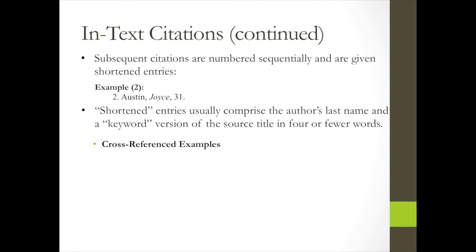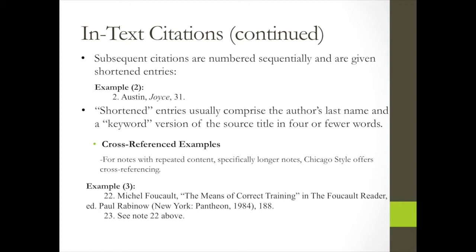Chicago also allows for the use of cross-referenced examples. So for notes with repeated content, specifically longer notes, Chicago style offers this feature. In this example, we have Foucault's The Means of Correct Training, and in the reference directly below, we see that it is simply referring to the reference above. This would be used if 2 separate pieces of information are being used from the same source and the same page. It would just refer the reader back to that original source. Again, the reason for this is to make it easier on the reader to navigate references so that they can do their own research or further reading based on the topic of the paper that's being read.